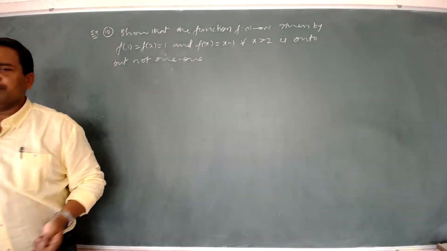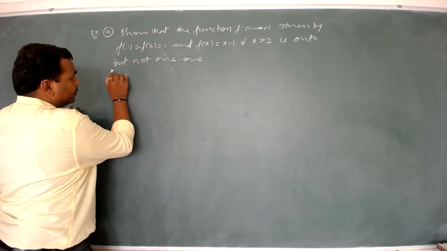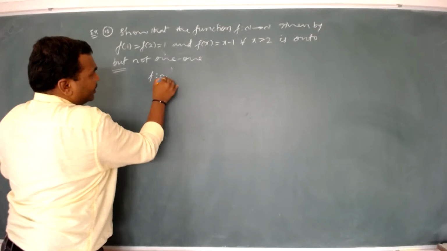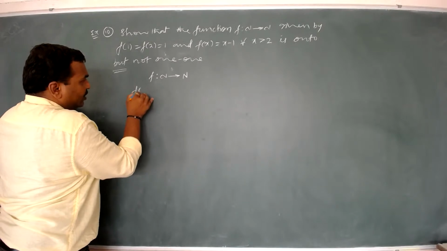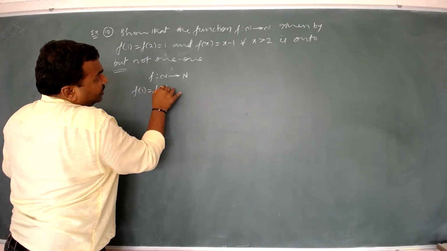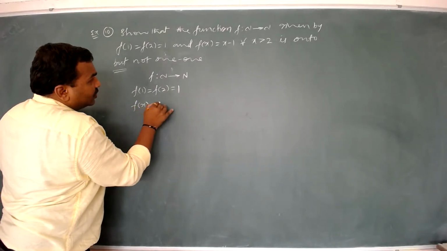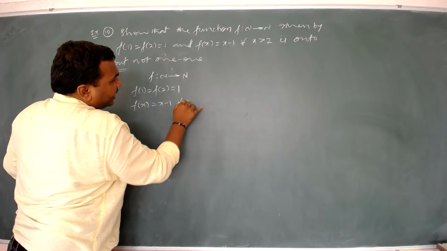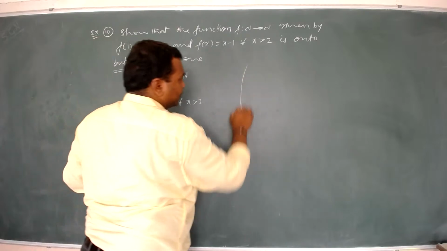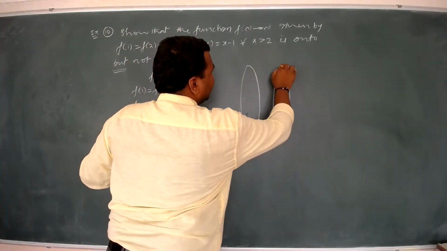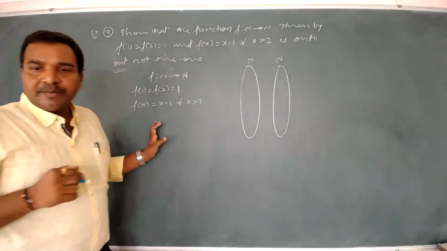See, very simple question. So a function f from N to N is given. The function is defined from natural number set to natural number set. It is defined like this: f of 1 value, f of 2 value, 1, but f of x equal to x minus 1 for all x greater than 2. They define like this. Try to understand. You have to prove it is not 1-1, but onto.